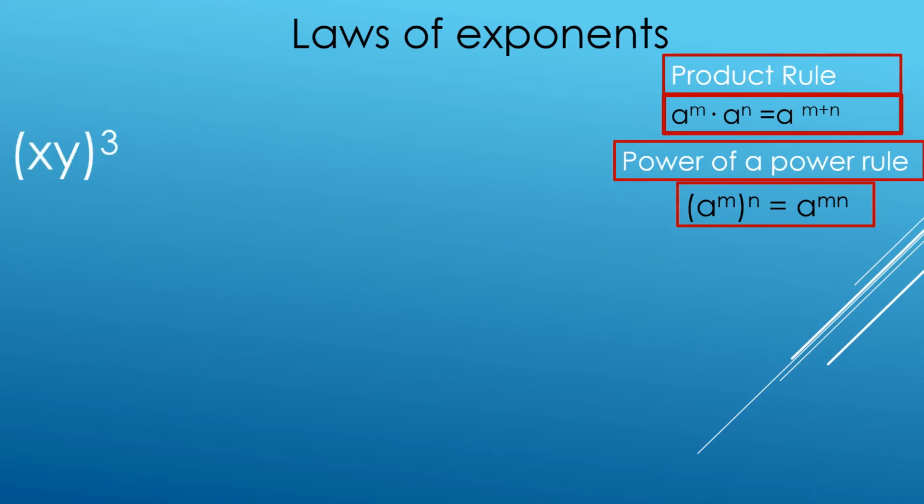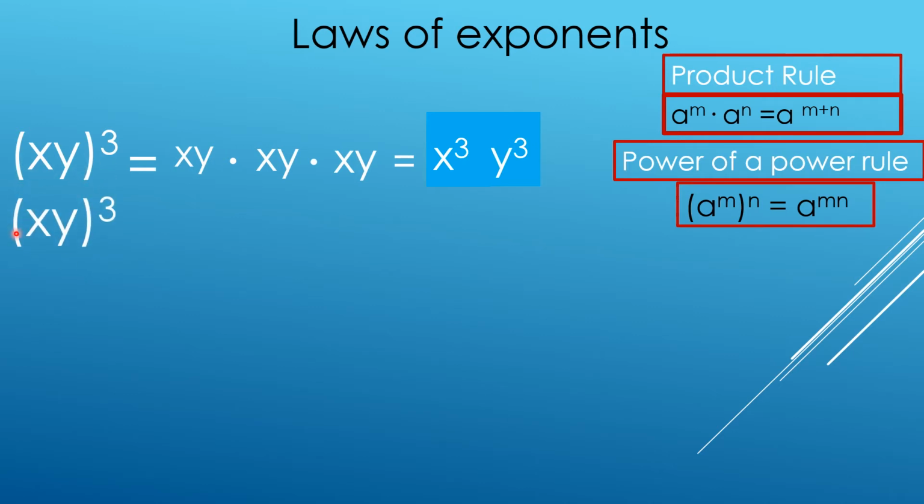Now I have here the quantity xy raised to the third power. This is the base and this is the exponent. In expanded form, that is xy times xy times xy. Applying the product rule, multiplying the same base, x times x times x is x cubed. Same thing with y, that is y cubed. It means now that the quantity xy raised to the third power is equal to x cubed y cubed.